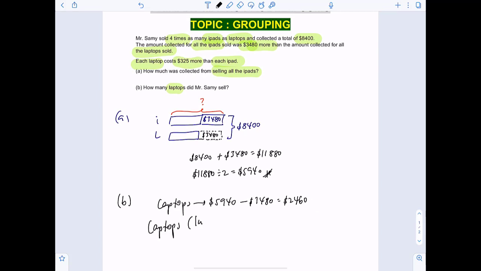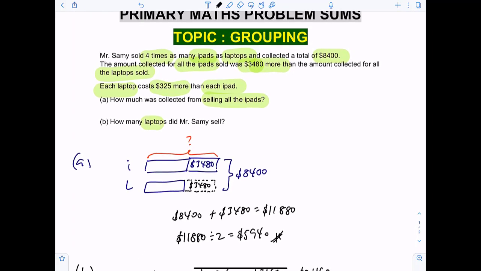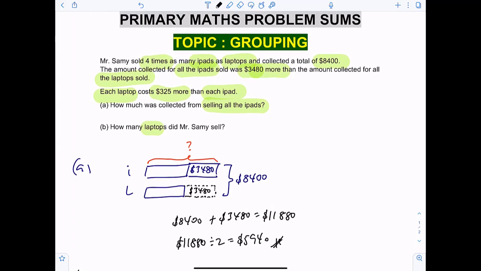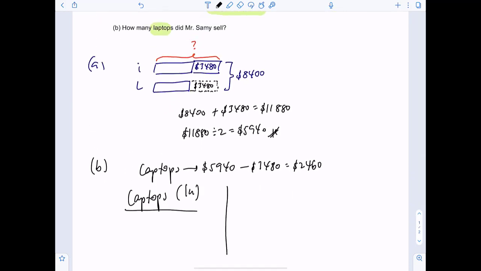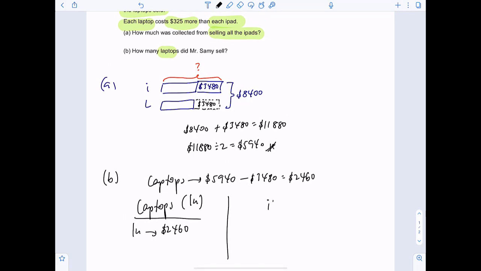Now this 2460 for the laptops is by selling 1 unit of laptops. Why do I say that? Because from the start they have said that Mr. Sami sold 4 times as many iPads as laptops, which means iPads will take on 4 units, laptops will take on 1 unit. And that 1 unit of laptop will bring in 2460 of collection.